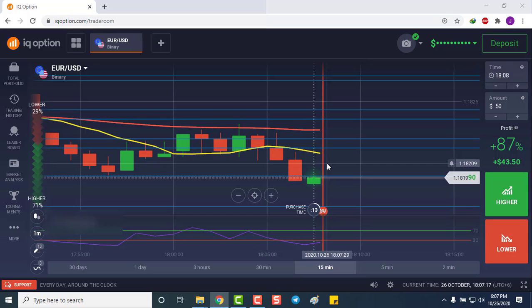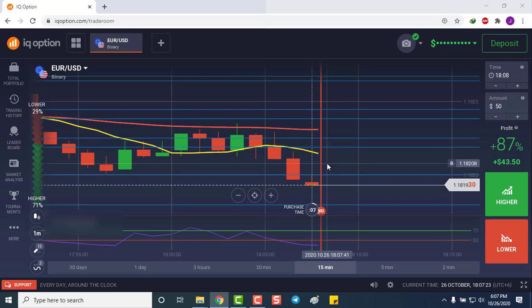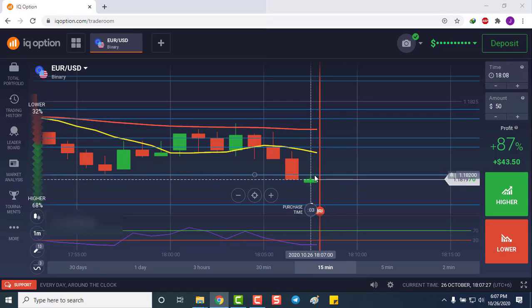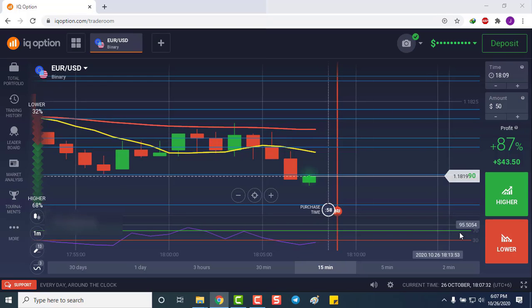Okay guys, we already got some rejection, and if this candle closes below this resistance level, then we will take a lower option here.